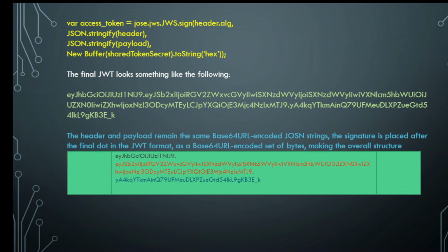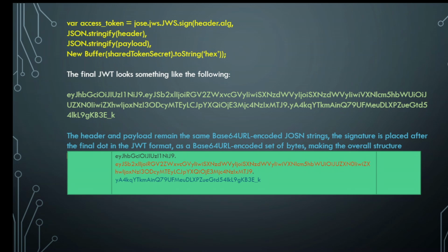Let's go next. So you can see var access_token is equal to jose.jws.JWS.sign, and in brackets you put header.alg, JSON.stringify(header), JSON.stringify(payload), and then you have the shared secret, sharedTokenSecret.toString hex. Basically you just converted that shared secret value or key value to the hex value, right? So you have the header, payload, and signature.